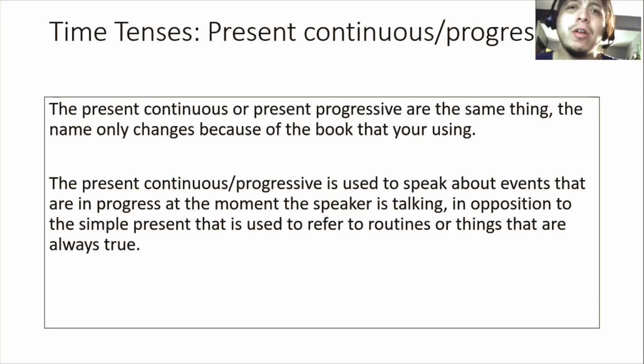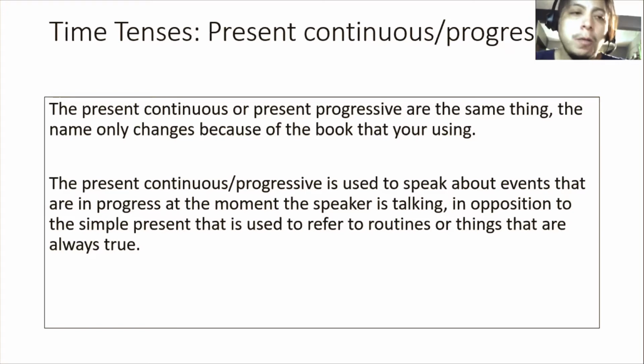They are called the continuous time tenses or the progressive time tenses. It depends on the book that you're checking, and it depends on the teacher that you have. I tend to call it continuous because it is the way I got accustomed to it. The first time I was working as a teacher, the book I was using called it the present continuous, the past continuous, and the future continuous. So I call them continuous. Maybe you know them as progressive. It is the same thing, the same time tense. It's just the name that changes.